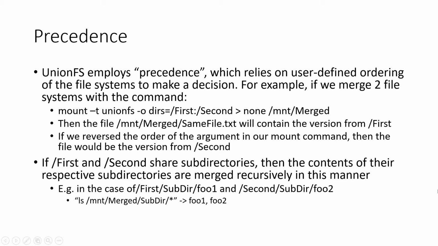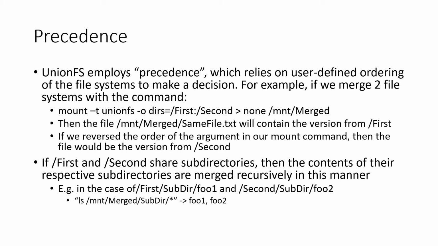So once again, going back to our example with a file called samefile.txt, it's going to be the version that we found in /first. So /first/samefile.txt is what we'll see in /mnt/merged. And if we reversed it, then the opposite would be the case.